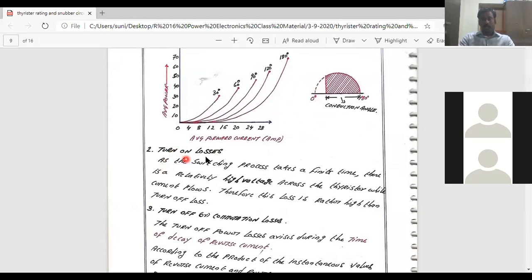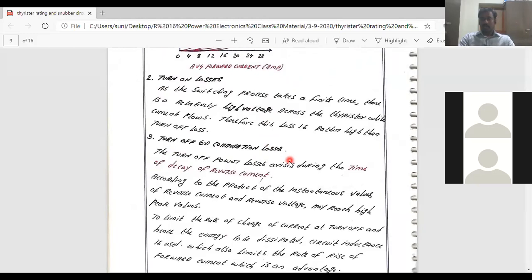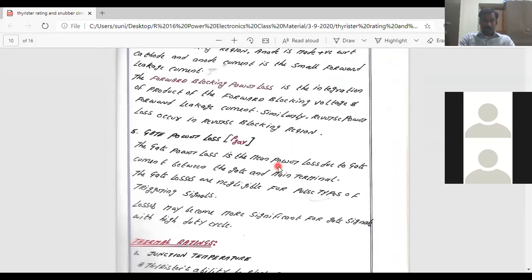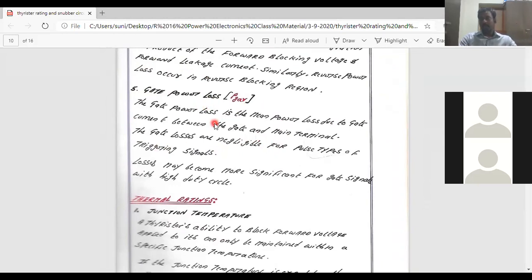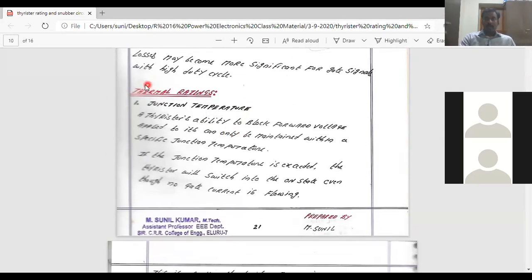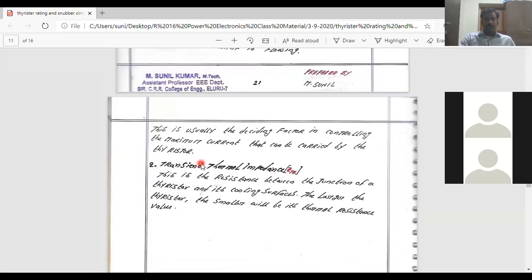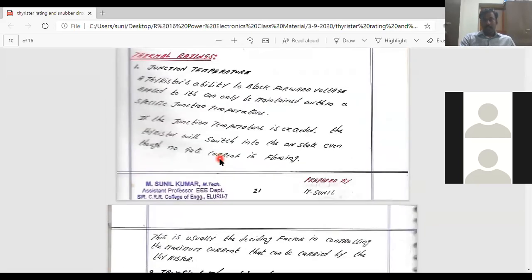Then as stated, you are going to have the turn-on losses and turn-off losses defined. And the last one is going to be the gate power losses. And at last you are going to have the thermal ratings. Thermal ratings are mostly related to the junction temperature. Always the junction temperature should be in a permissible value. If the junction temperature increases, then ultimately it leads to damage, overheating of the junction. Ultimately the device is going to be blocked.